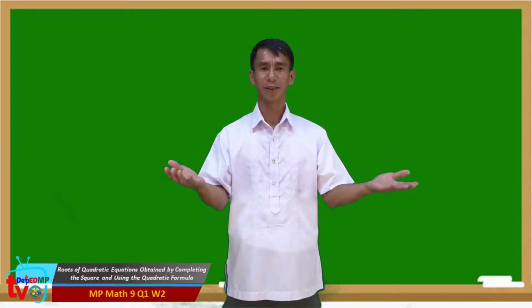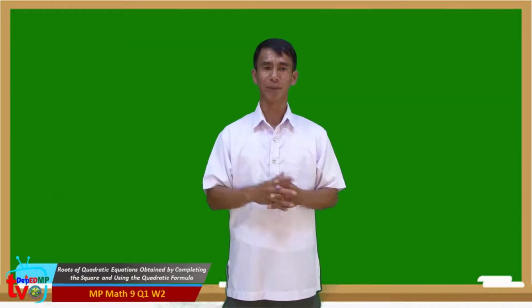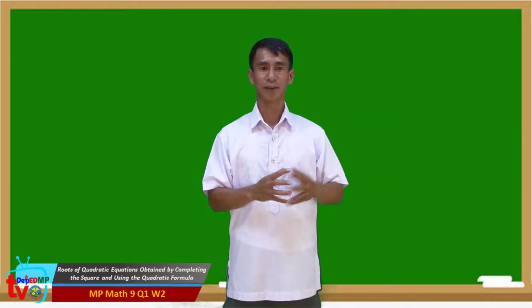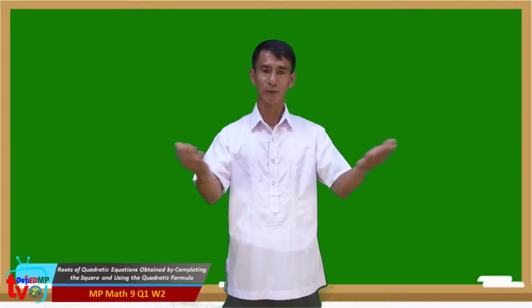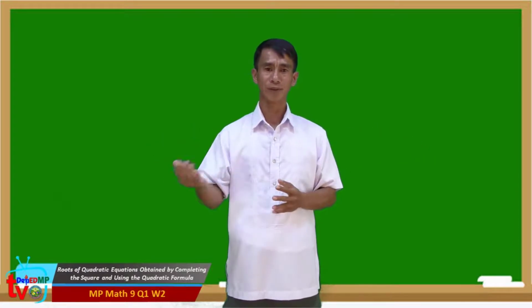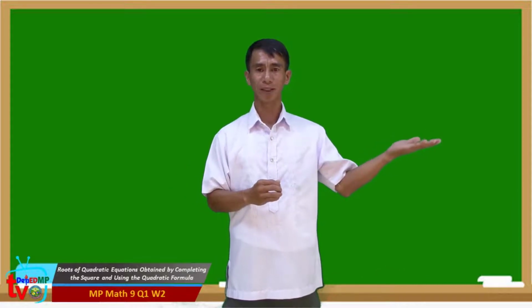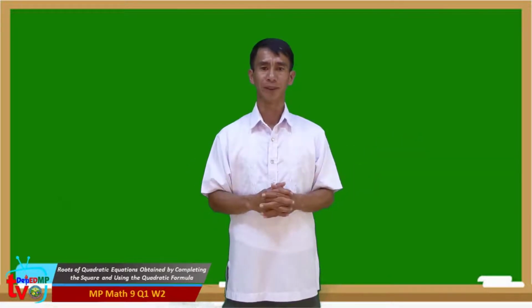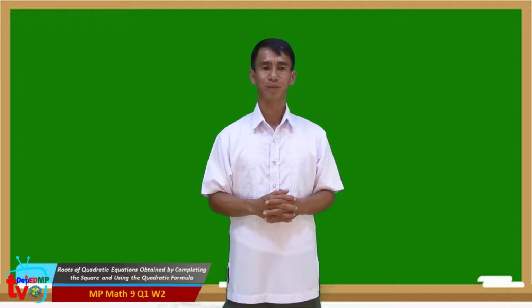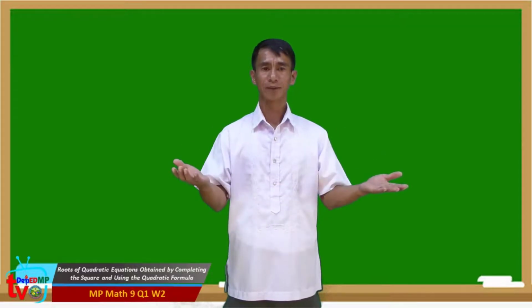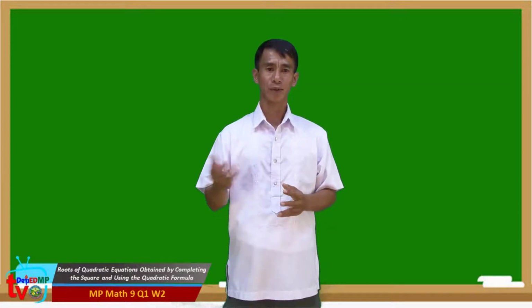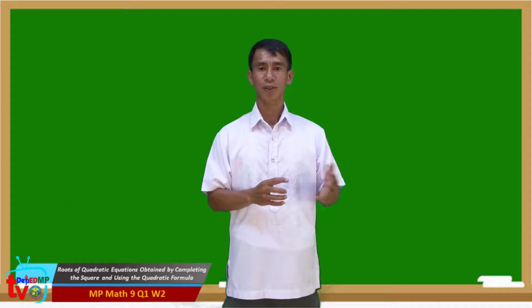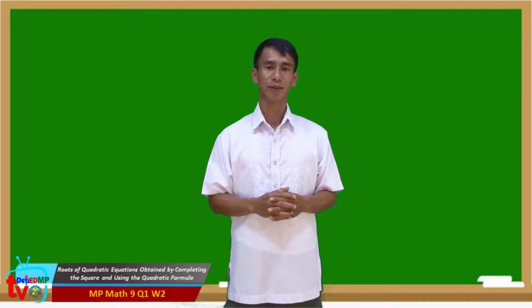Were you able to see the relationship between a square of a binomial and a perfect square trinomial? Yes, very good. From those examples, the product when squaring a binomial is exactly a perfect square trinomial. From that review, let us start with our lesson by learning how to solve or find the solutions or roots of a quadratic equation by completing the square.